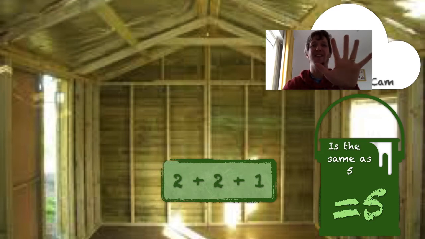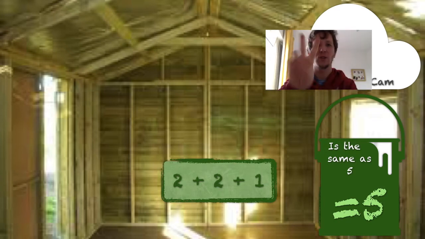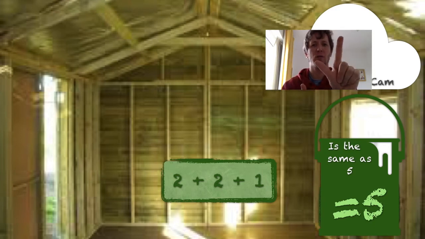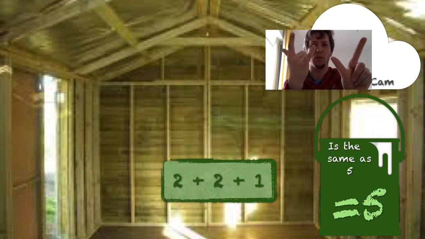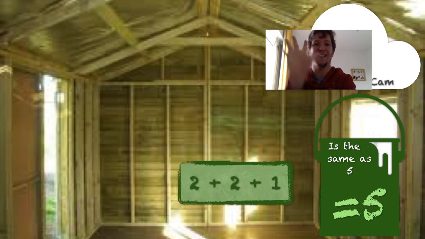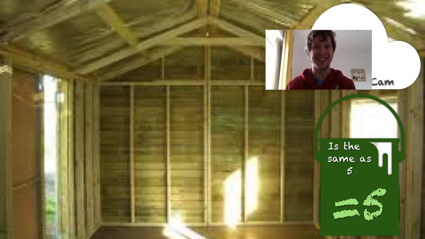Excellent. 5 and 0 is the same as 5. And our last one, 2 and 2 and 1. 2, I can't do that on my fingers. 2 and 2 and 1. 1, 2, 3, 4, 5. It works. 2 and 2 and 1 is the same as 5. Excellent! Do you notice as the numbers get bigger, there are more and more ways of making the numbers?